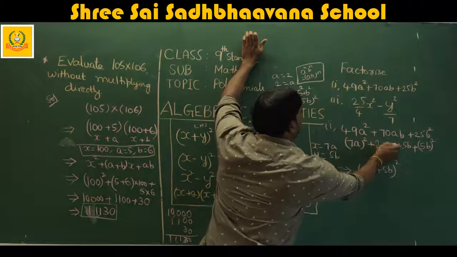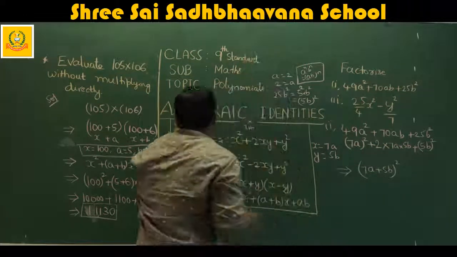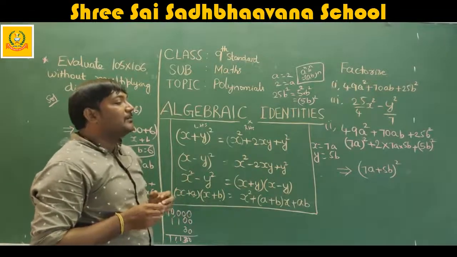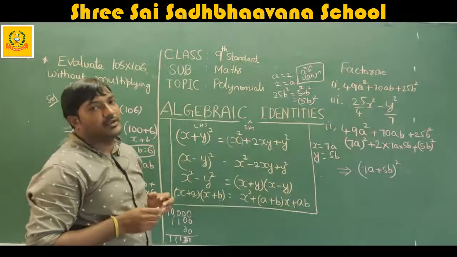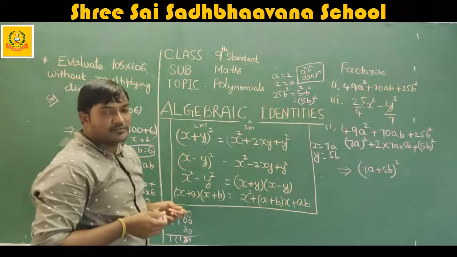So we have x square plus 2xy plus y square. What is the formula we have? x plus y whole square, which is 7a plus 5b whole square. So we converted that as 7a plus 5b whole square. This is the simplest form.